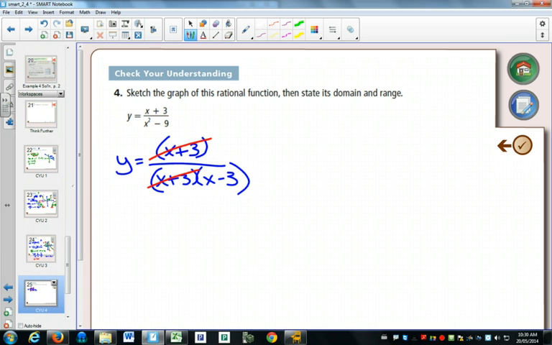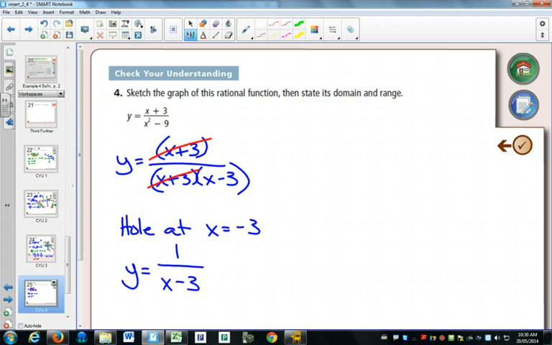So first of all, something cancels out. What does that mean? There's a hole. We know there's going to be a hole at x equals minus 3. And when we rewrite it, we still have 1 over x minus 3, which isn't a line.